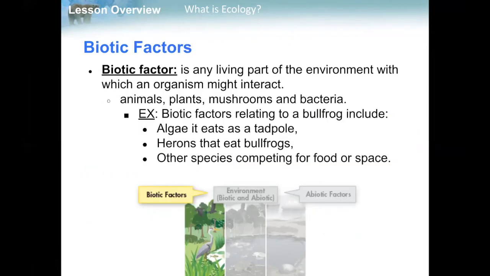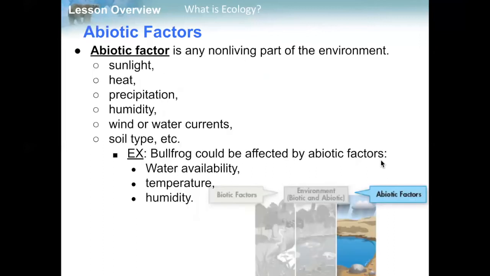Biotic factors are the living parts of the environment with which an organism might interact. These are the animals, plants, mushrooms, bacteria. Biotic factors relating to a bullfrog include algae, which it eats as a tadpole, herons that eat bullfrogs, and other species competing for food or space. Abiotic factors are any non-living part of the environment: sunlight, heat, precipitation, humidity, wind and water currents, soil type. So that bullfrog could be affected by abiotic factors like water availability, temperature, humidity.